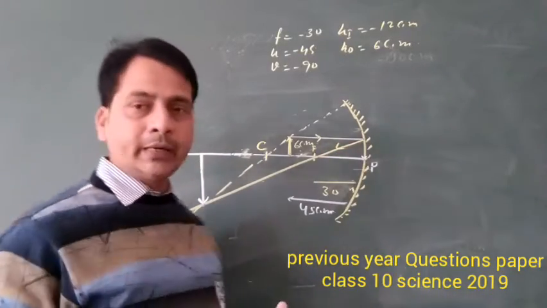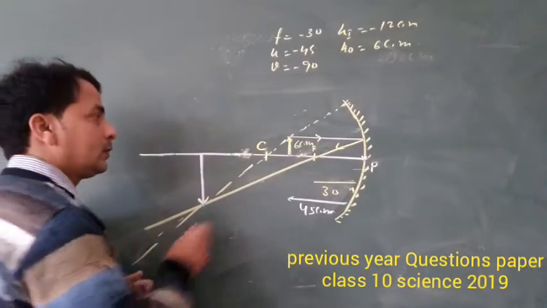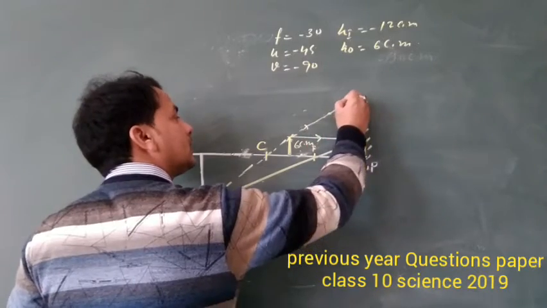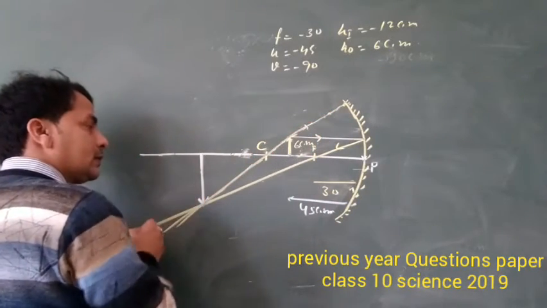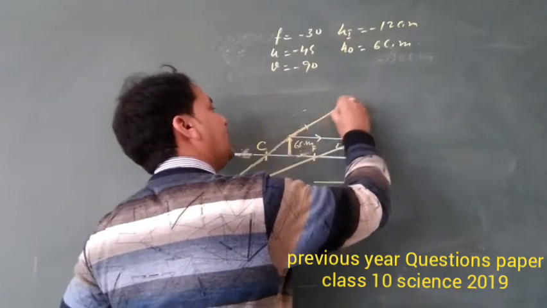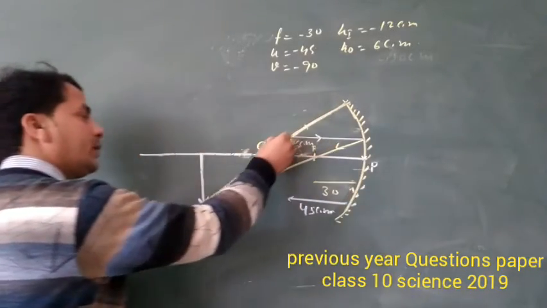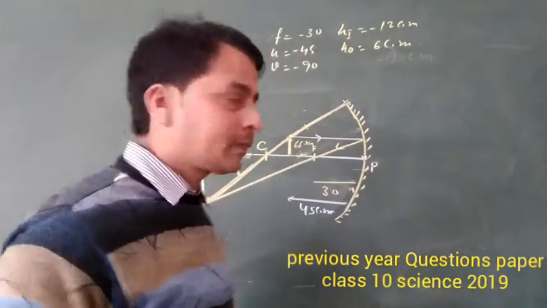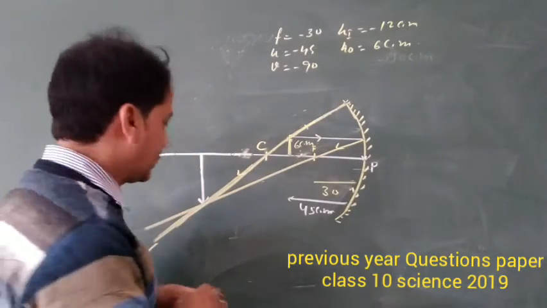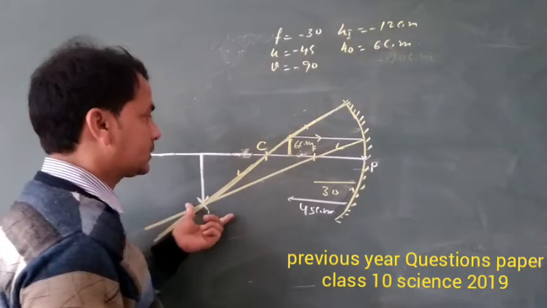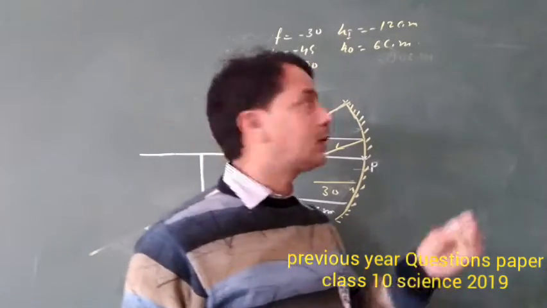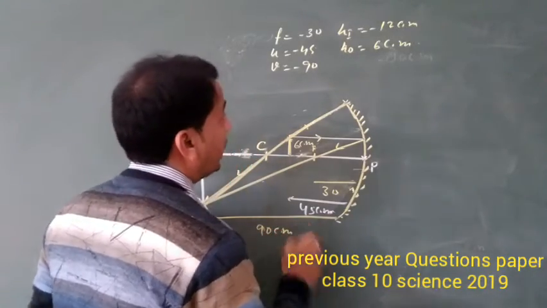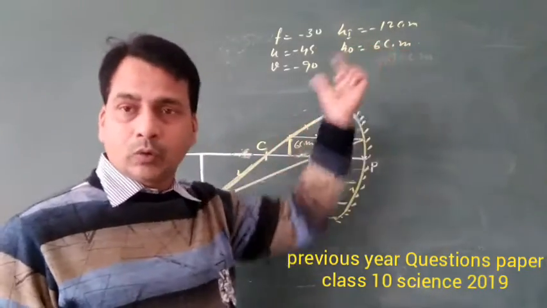And take the second ray of light, that is passing through the center of curvature, and that is also reflected with the same path. So the intersection point here gives the image distance, and the image distance is also given, 90 centimeter, and the height of the image is 12 centimeter.